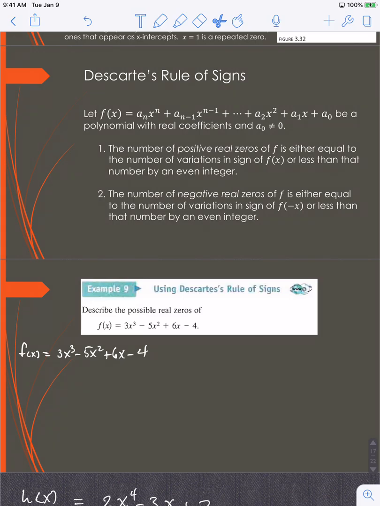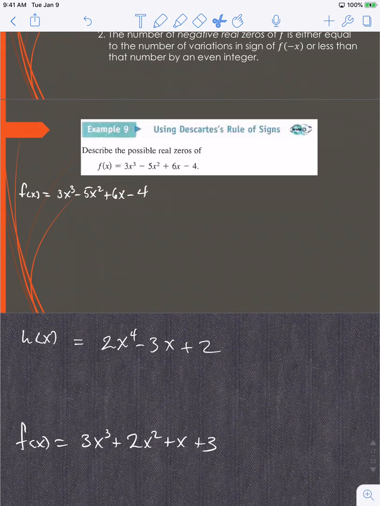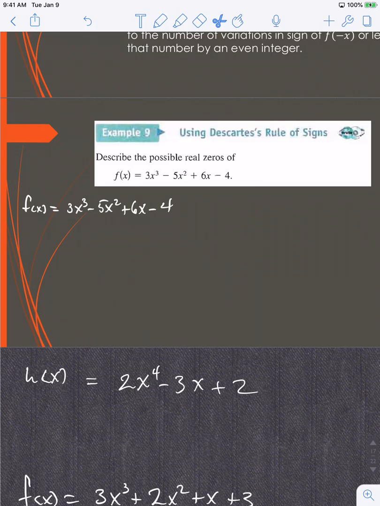The second rule is the number of negative real zeros of f is either equal to the number of variations in sign of f of negative x or less than that number by an even integer. So let's take a look at this example and how they're using it. They're saying use Descartes' rule of signs to describe the possible real zeros of this polynomial.